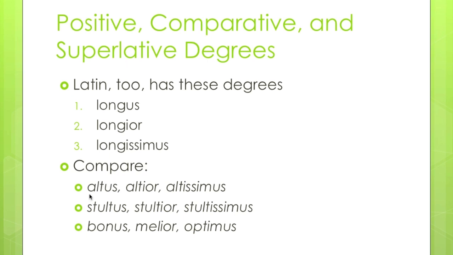Here are some other examples. Altus, altior, altissimus. This means tall, taller, tallest. Stultus, stultior, stultissimus. This means stupid, stupider, stupidest. And here's an example of irregular comparison in Latin. Bonus, melior, optimus. This means good, better, best.